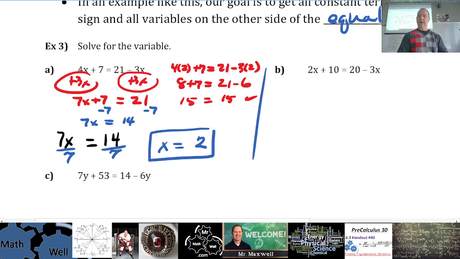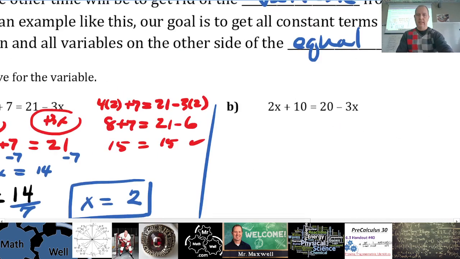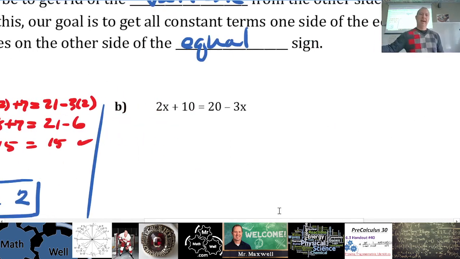Let's do B over here. So B. So you know what, Michael? I'm not even going to think about it right now. I'm going to just bring the variables to the left side, no matter what, and the constants to the right side. So actually, this is going to work out pretty good. So if you want to bring the variable always to the left side, if that makes more sense to you, then go ahead and do that.